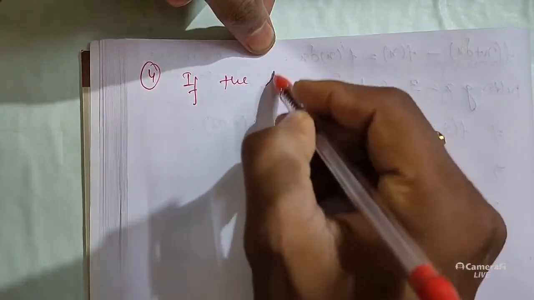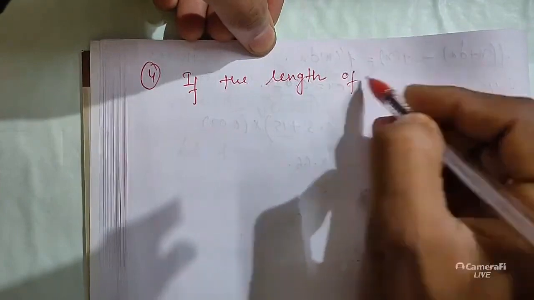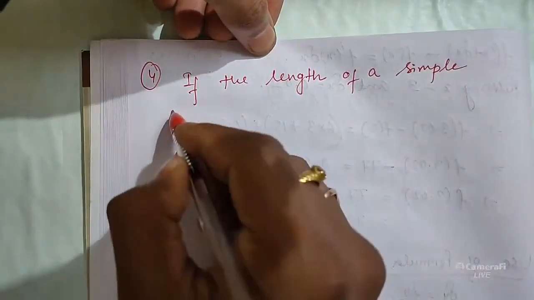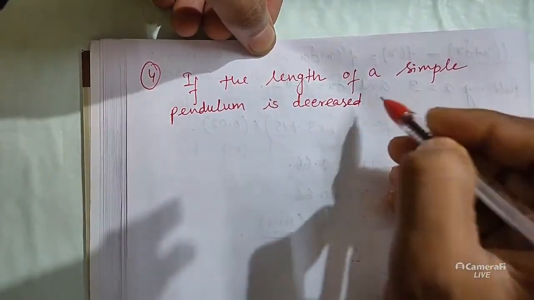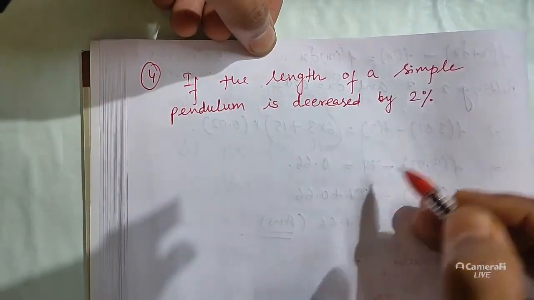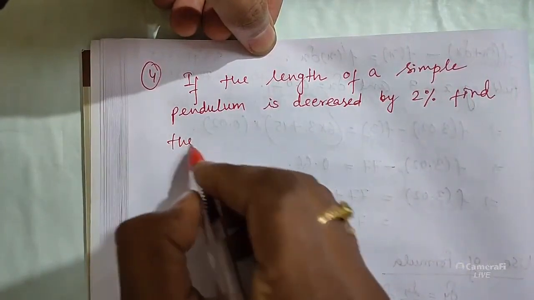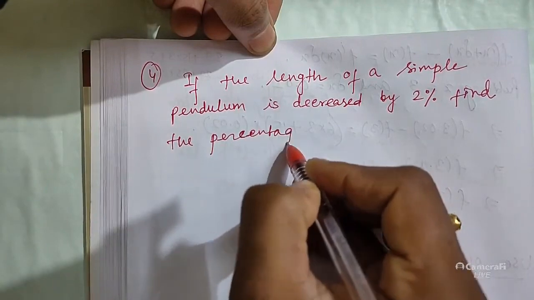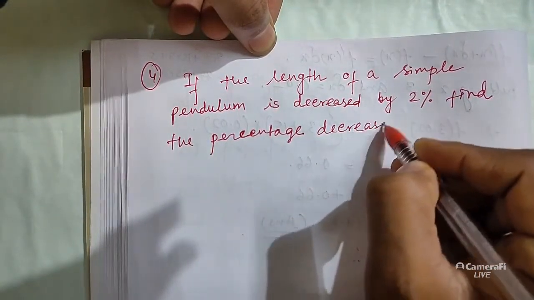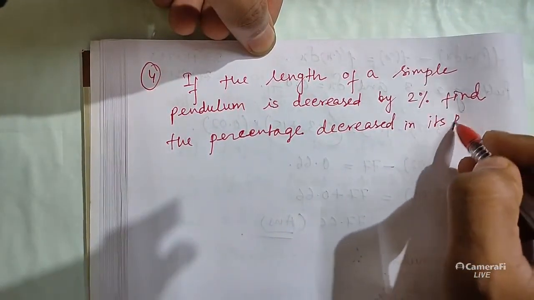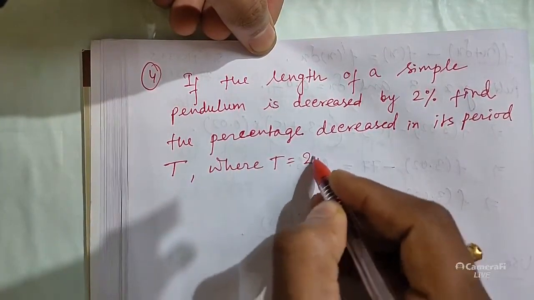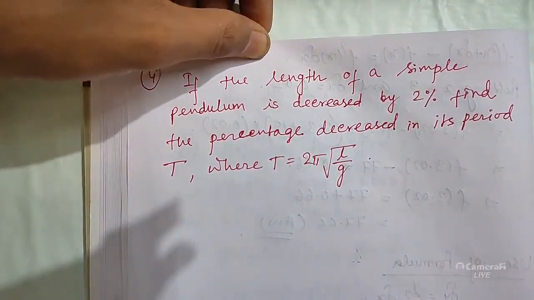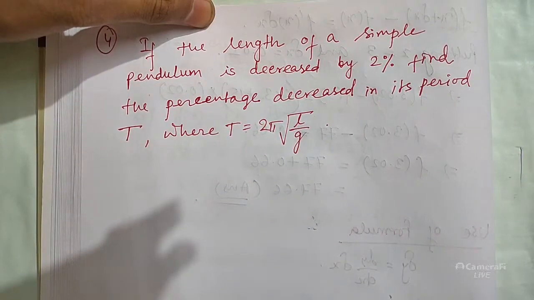If the length of a simple pendulum is decreased by 2%, find the percentage decrease in its period T, where T equals 2 pi root under L by G. This is the question. T equals 2 pi root under L by G.